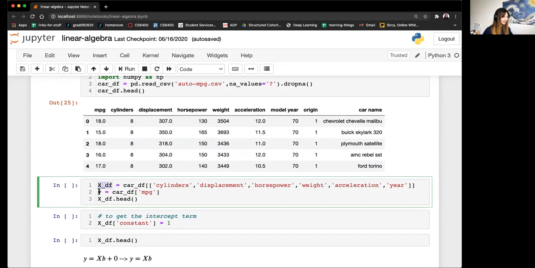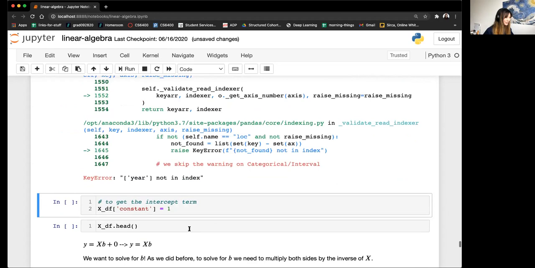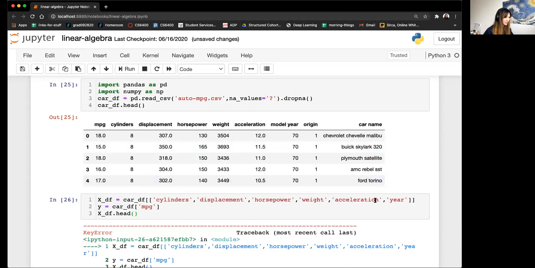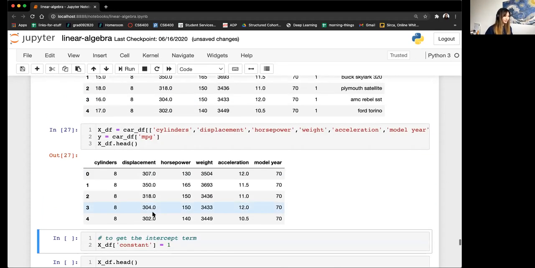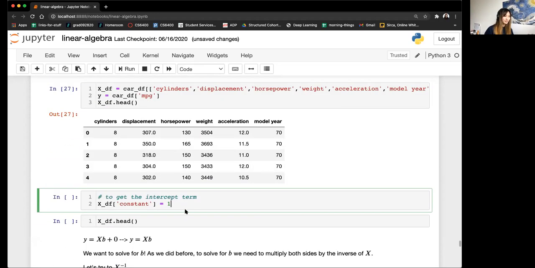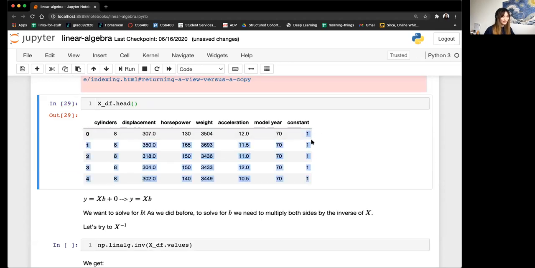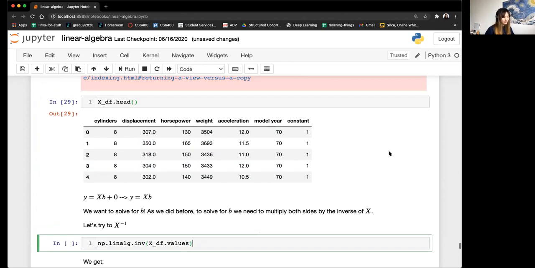Let's have our x and our y. So let me just, I think this might be slightly different. Okay, so there's no year here, so it's model year. Okay, there we go. So this is our x, and then we're going to have a constant term. I actually linked a couple articles as to why we have to do this, but this is just a constant term, so that you can get some coefficient for your intercept. And then, as we remember, we're going to have to take the inverse of this to help us solve for b.